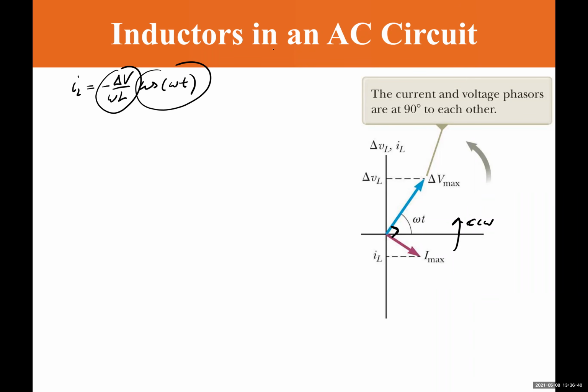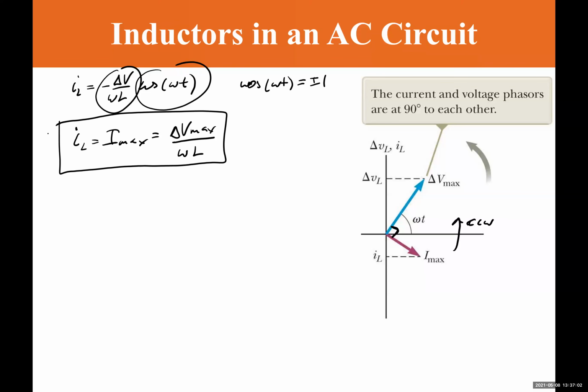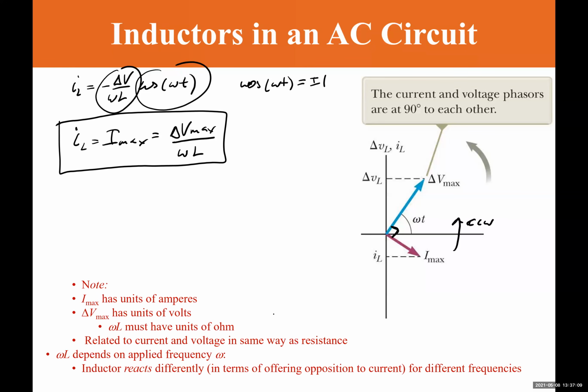Okay. That means one thing we can say here is I_L equals I max, and this equals delta V max divided by omega L, assuming that cosine omega t is equal to plus or minus 1. So this is the instant of time when the current reaches the maximum value. Okay. From here we can note that I max has units of amperes, and delta V max has units of volts.